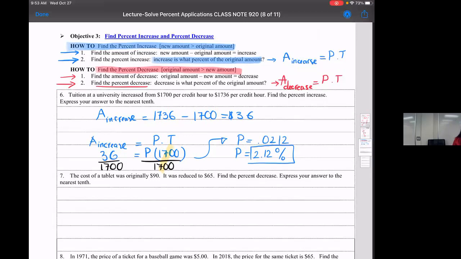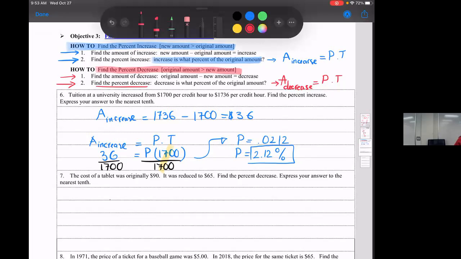The cost of the tablet was originally $90. It was reduced to $65. Find the percent decrease. Express your answer to the nearest tenth. All right, so what's the amount decrease here? Make sure you still show the math on the exam. 90 minus 65 is $25.